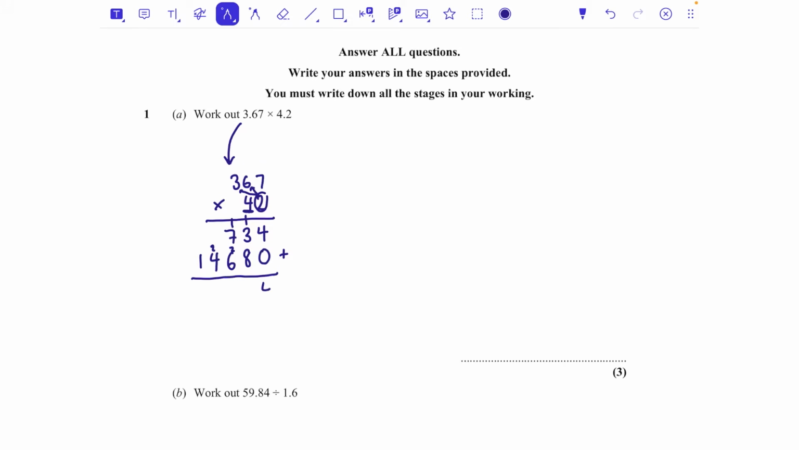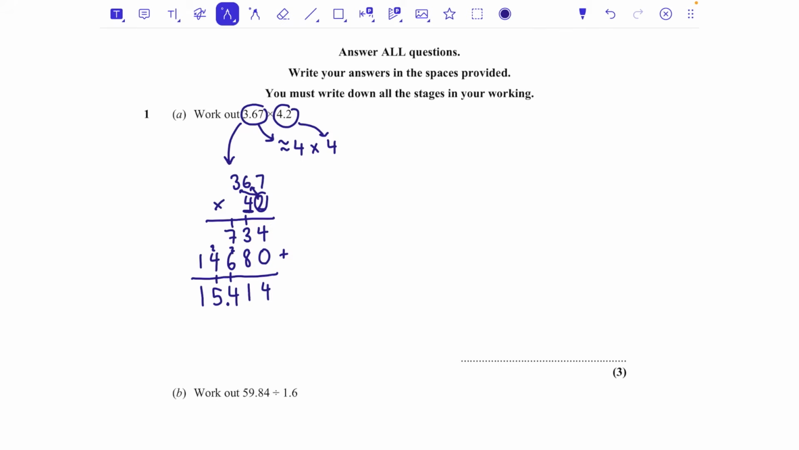4 add 0 is 4, 3 add 8 is 11, so 1 carry the 1, 7 add 6 is 13, add the 1 is 14, and then 4 add 1 is 5, and we've just got a 1 there. So 1, 5, 4, 1, 4. Now we are expecting this answer, given that this is approximately 4 times approximately 4, the answer should be somewhere around 16. 4 times 4 is 16. So what would be a sensible answer? Well, it would be sensible to say that the answer was 15.414. That makes sense. That seems about right.